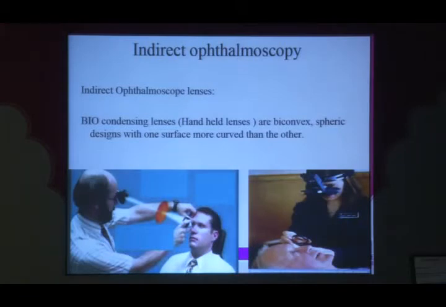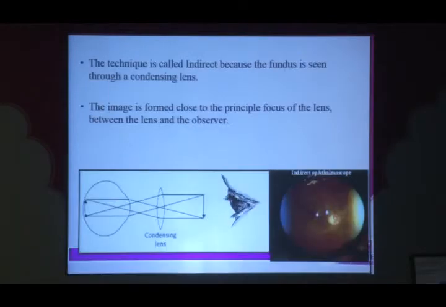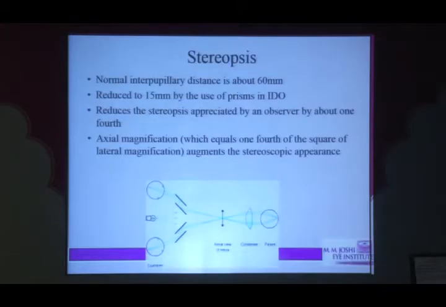So how do we examine the macula? Basically, we have different systems. One is the indirect ophthalmoscopy system and the other is the direct ophthalmoscopy system. I was instructed by the chief instructor to just tell a few advantages and disadvantages of IDO and the binocular slit lamp examination. In indirect ophthalmoscopy, the fundus is seen through a condensing lens and the image is formed in between the observer and the condensing lens. The normal interpupillary distance is about 60 mm and it is reduced to 15 mm by the prisms located here to get an image in between the lens and the observer.